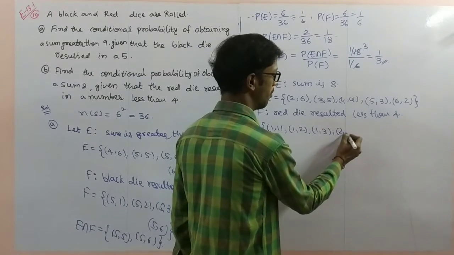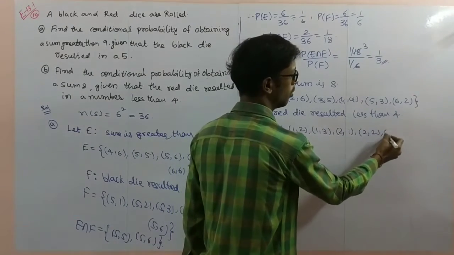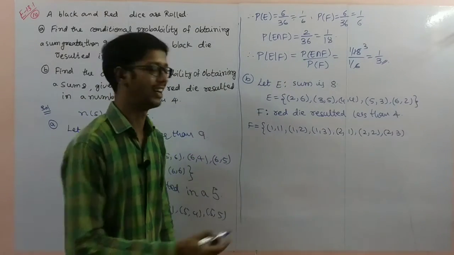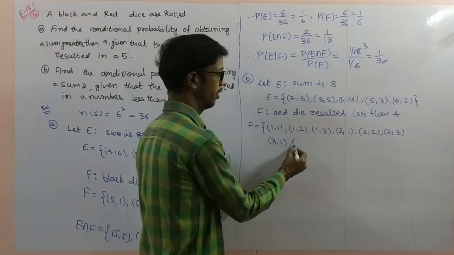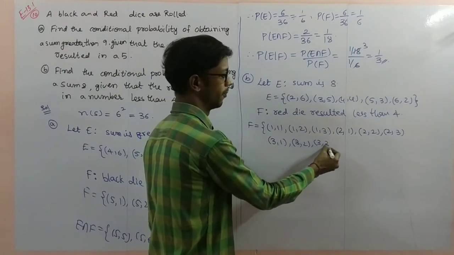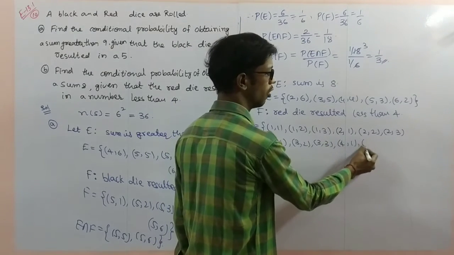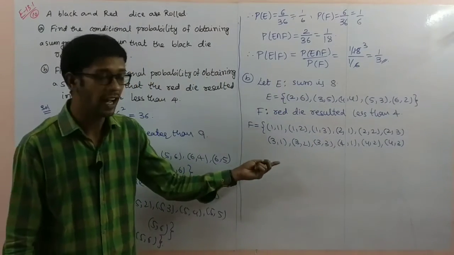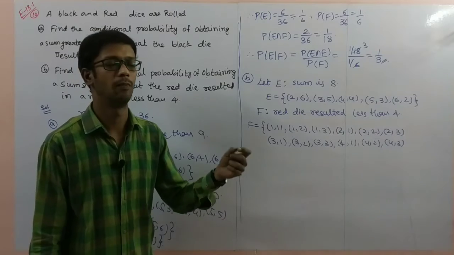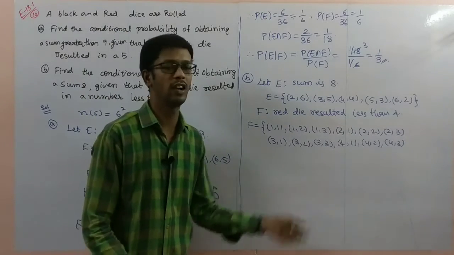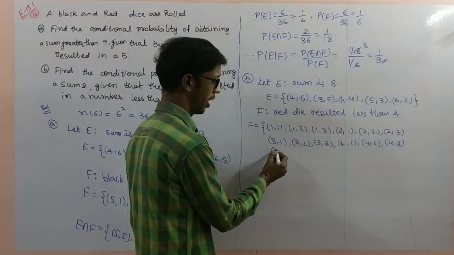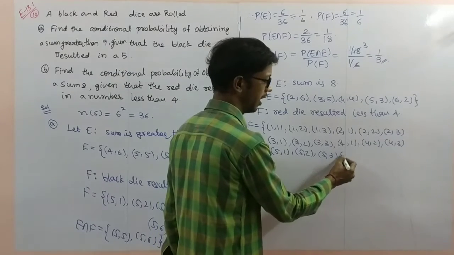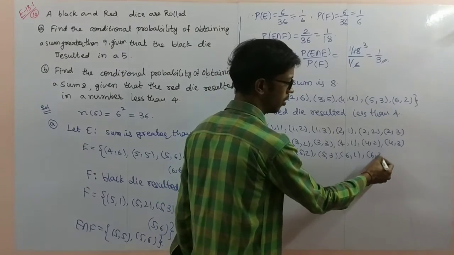Next 2 comma 1, 2 comma 2, 2 comma 3, up to 3. Why? Because less than 4, the second value is compulsorily less than 4. Next 3 comma 1, 3 comma 2, 3 comma 3, 4 comma 1, 4 comma 2, 4 comma 3. The first die represents the black die, so the first one we can take any, and the second one only less than 4. 5 comma 1, 5 comma 2, 5 comma 3. 6 comma 1, 6 comma 2, 6 comma 3.